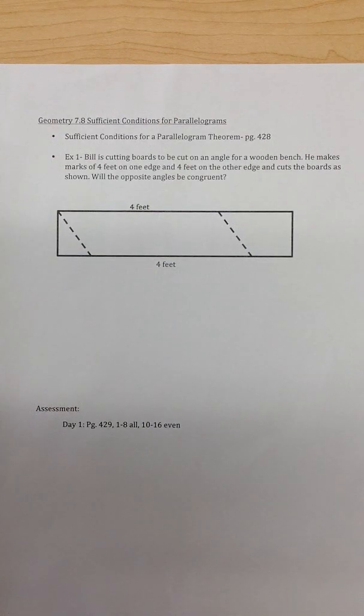This is section 7.8, sufficient conditions for parallelograms. Okay, so we've been talking about parallelograms in the last section, and we figured out some different things about them and threw some theorems in with it. This is a pretty short section here. We've just got one theorem and one example.